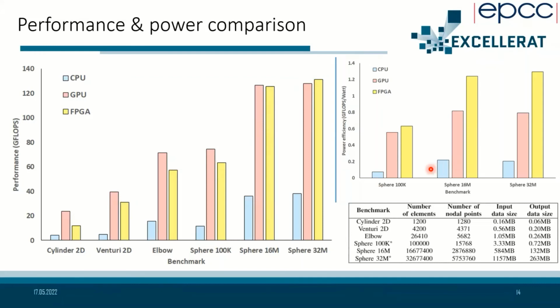And then on the right, we've got the power efficiency. And this is the combination of the performance and the much reduced power draw. And again, as you can see, the FPGA is significantly winning here compared with the other technologies.